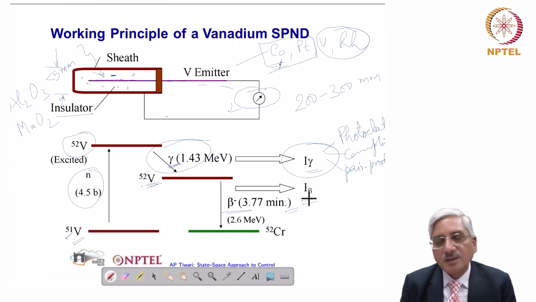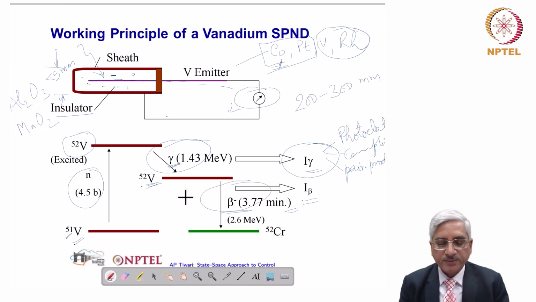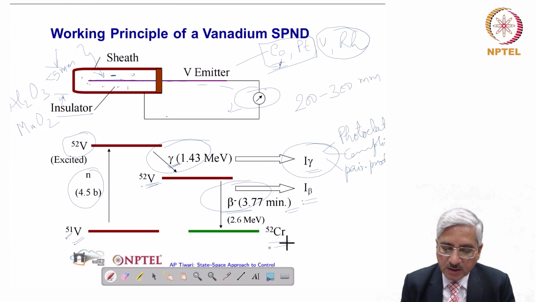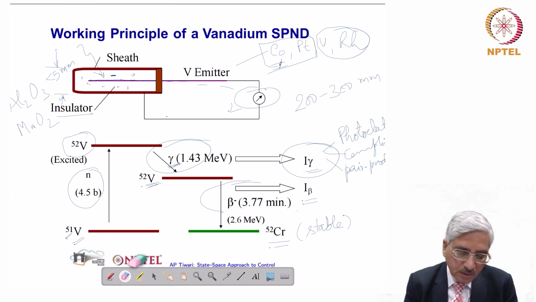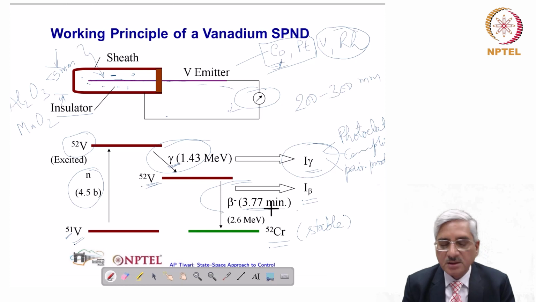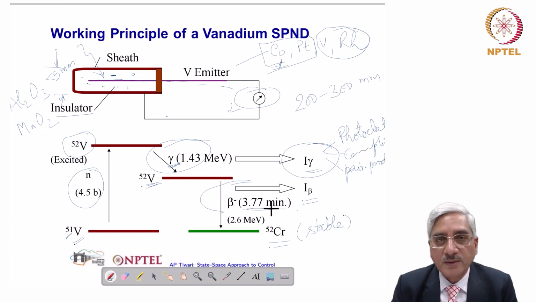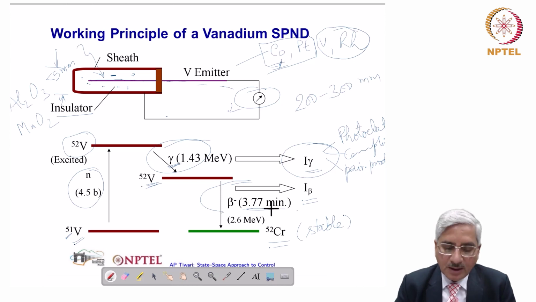And the other component is I beta, which is dependent on the beta decay of the vanadium 52 nuclei, whereby it converts to stable chromium 52. So take note of this number, 3.77 minutes is the decay half-life, and the corresponding time constant of the vanadium SPND will be of the order of 5 minutes. That is the problem.